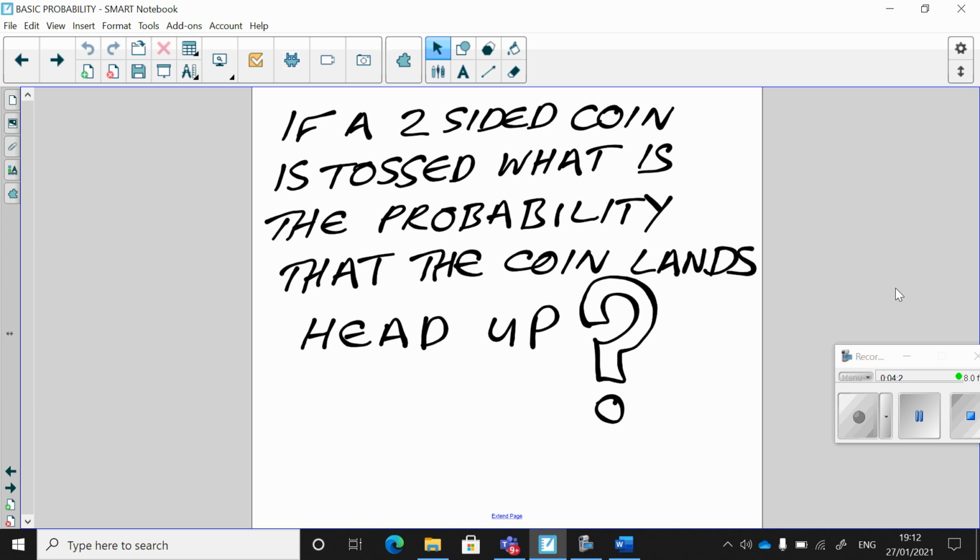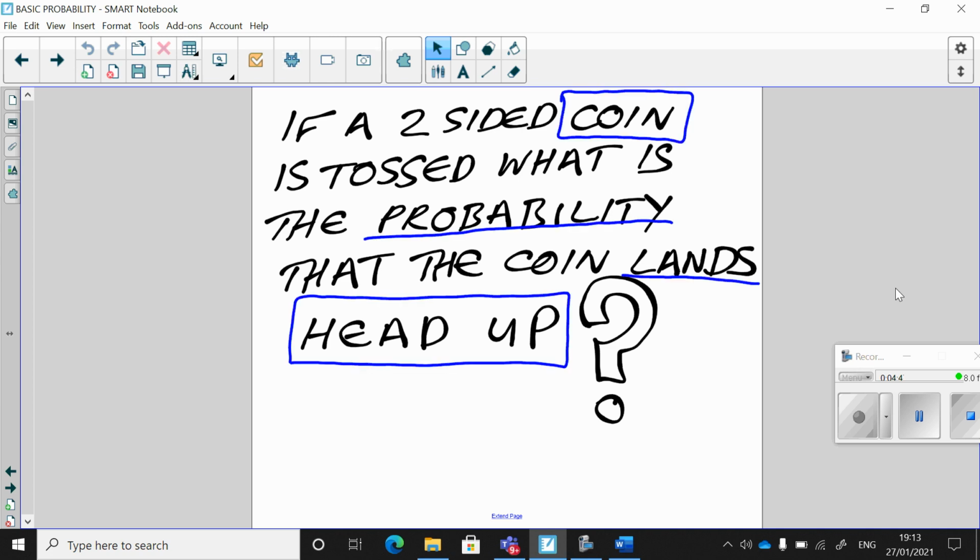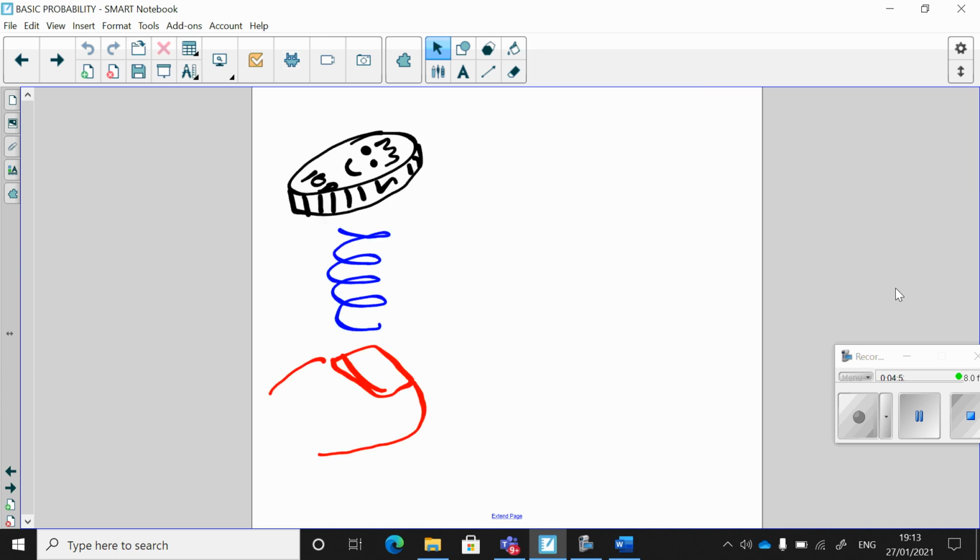Two-sided coin. So what we're seeing here is, oh, this coin here has got a head and a tail. I'm in the UK, so head and a tail. So we don't count in the edge, okay? But that could happen, but not in this class. So what is the probability that the coin lands heads up? Okay, so we're highlighting the important information here, and we're going to go for it. So there you go. That's my thumb, and I'm tossing a coin. So I'm waiting to see what happens.